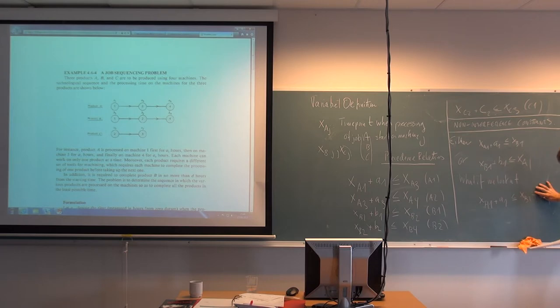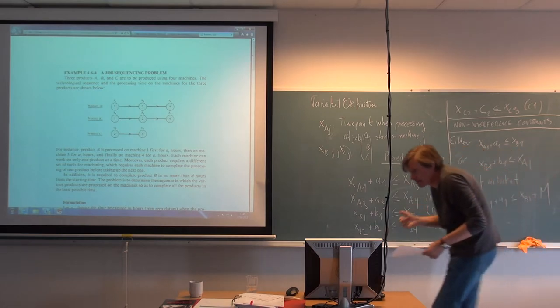But an M which is not there would make it active. And that's really what we would like to have here, okay? They cannot be active at the same time. Either one is active or the other one. And the trick then is the following.